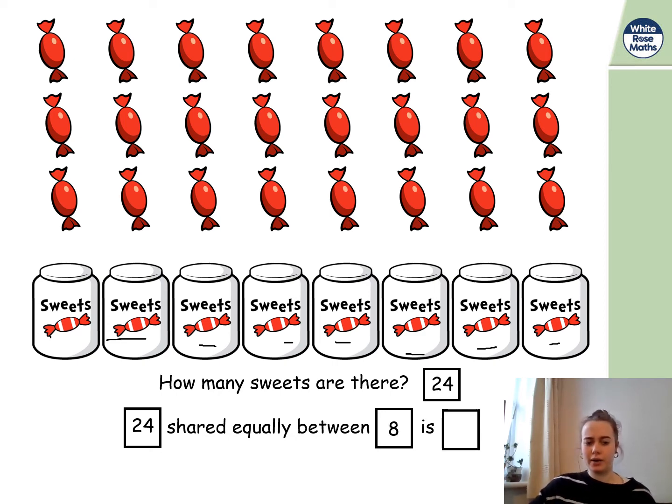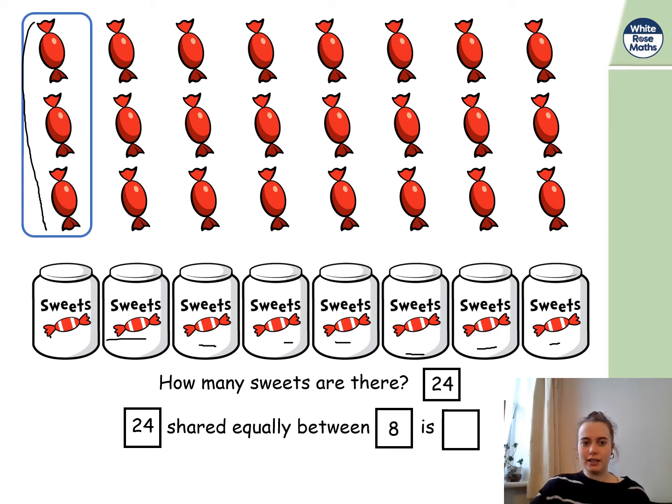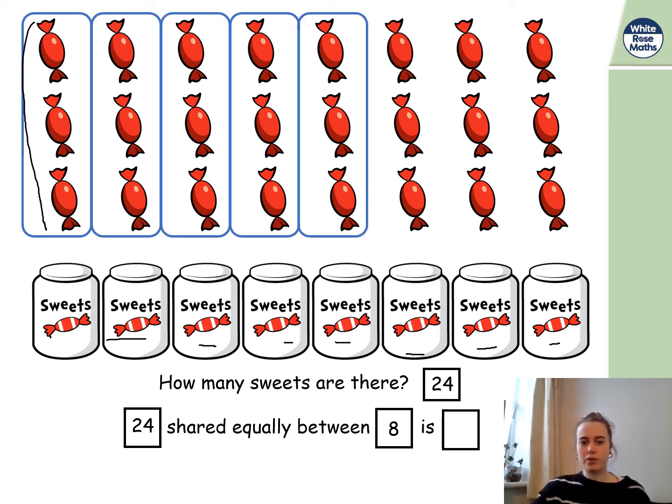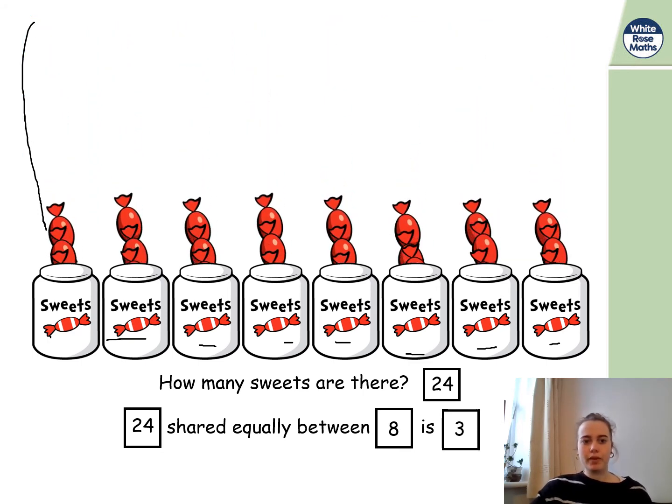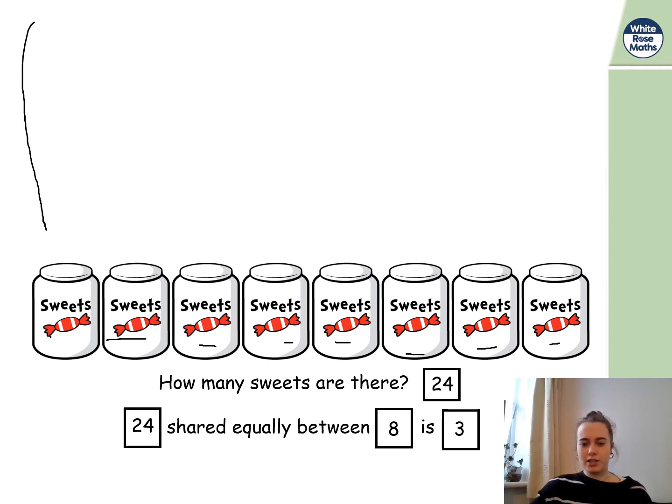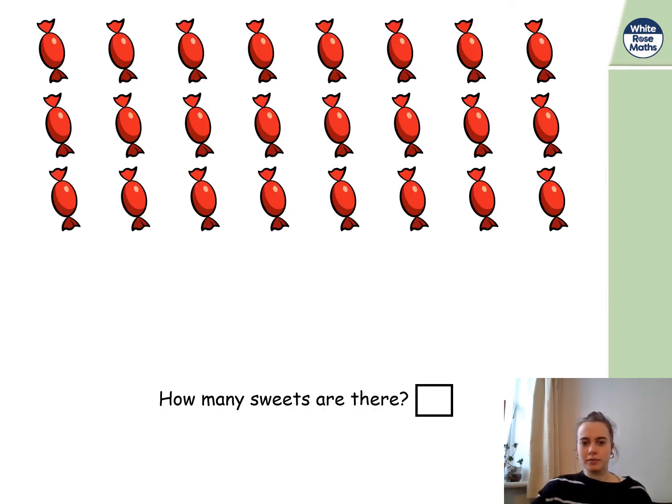So now I need to find out what that would actually be. So the sweets that I've got up here, I need to split up into 8 groups. So to do that, I can make the columns. So I've got 1, 2, 3, 4, 5, 6, 7, 8 groups. How many do I have in each group? I've got 3. Well done. So look, there they go into the sweet jars.